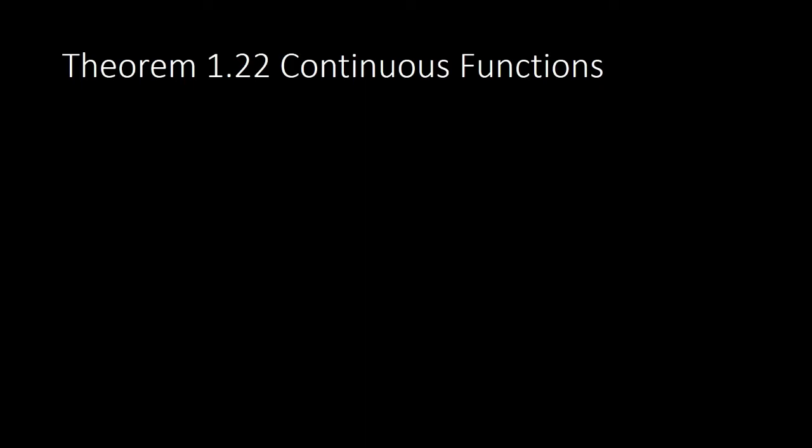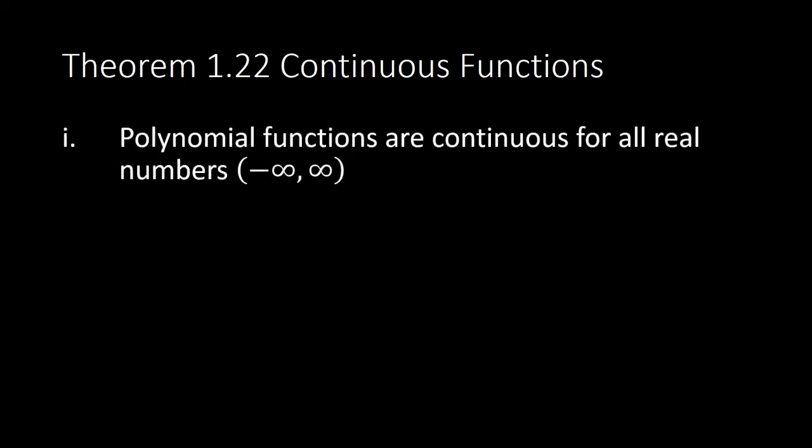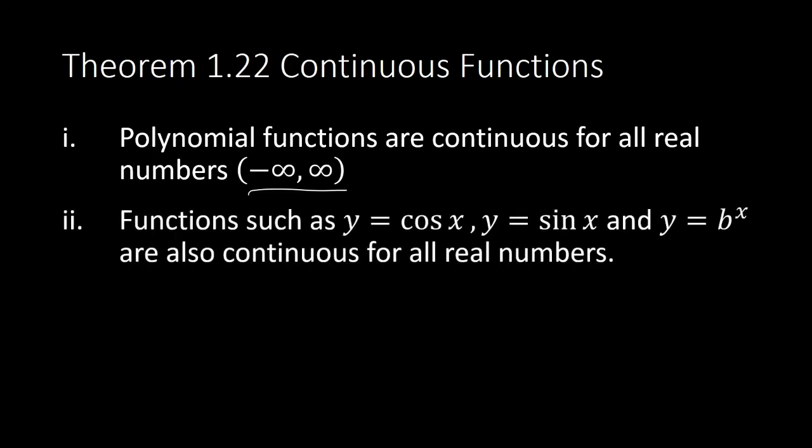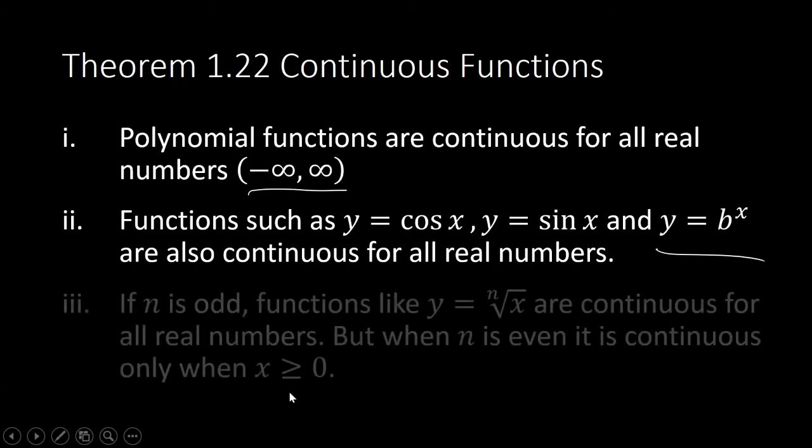Theorem 1.22, continuous functions. Polynomial functions are continuous for all real numbers. So I hope by now you can recognize that this is another way of writing the set of real numbers. So this is another class of continuous functions. Functions like y is equal to cosine of x, y is equal to sine of x, y is equal to b raised to x. This is your exponential function, okay? So they are continuous for all real numbers.